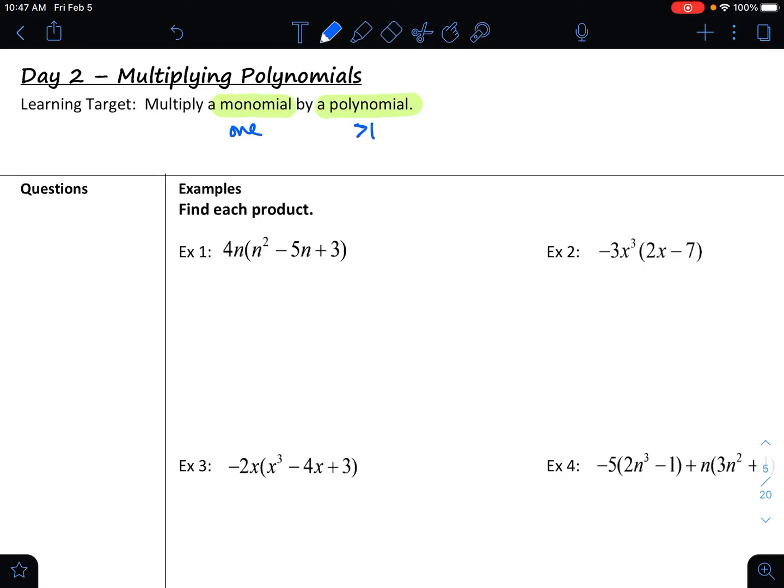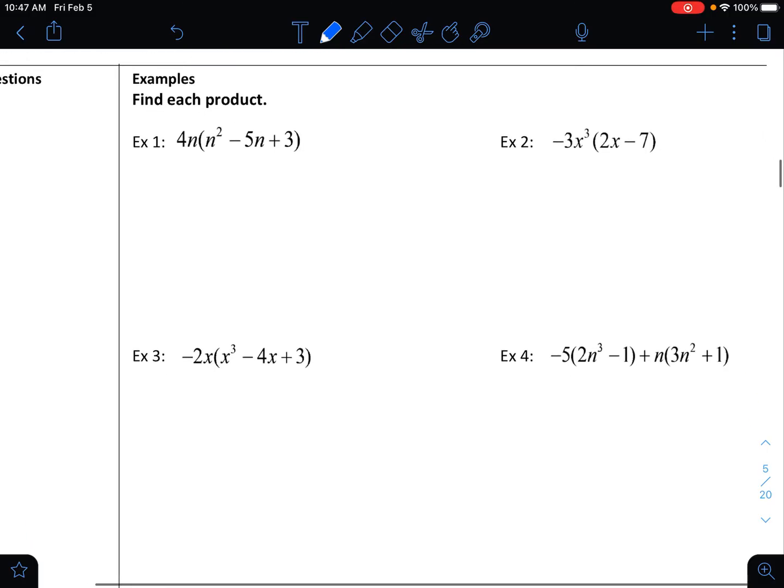So generally, we have some vocabulary words. We have binomial is 2, trinomial is 3. But sometimes, since we're going to be multiplying by binomials, trinomials, more than that, we're going to lump them all into polynomials. Okay, so number 1, we've learned everything that we're getting ready to do. We're just going to put it together in one process.